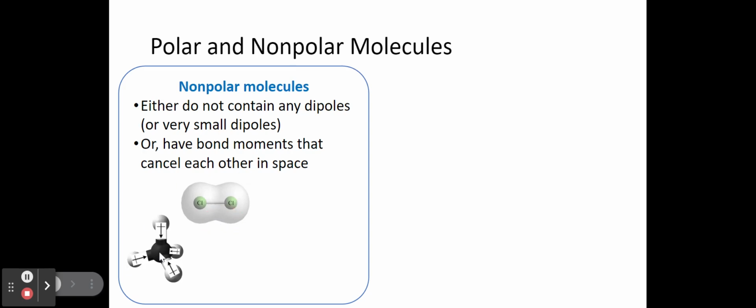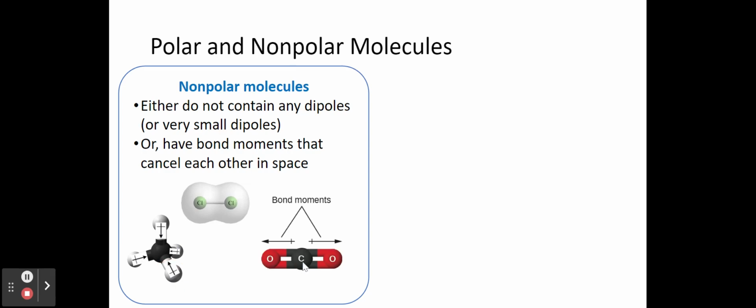Now, if we were to look here, this is carbon, and it's bonded to three hydrogens. Carbon has a greater electronegativity, so we do have a dipole moment here, here, here, and here, all facing in towards the carbon, but they end up canceling each other out, and the molecule is nonpolar, even though the individual bonds have a dipole moment.